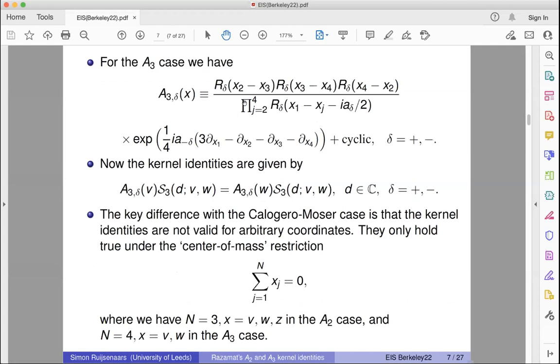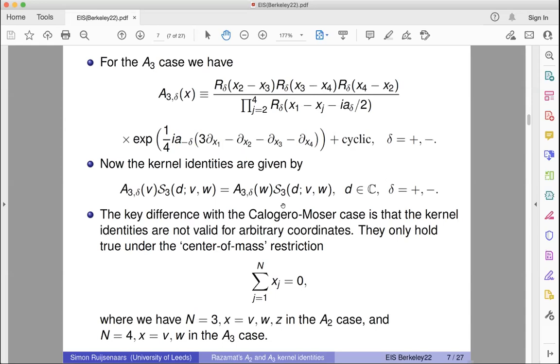There we have dependence on difference variables. So that's where you get the A3 root system from, permutation invariant in four variables, and likewise here. These are just the cyclic permutations, right? It makes it permutation invariant.